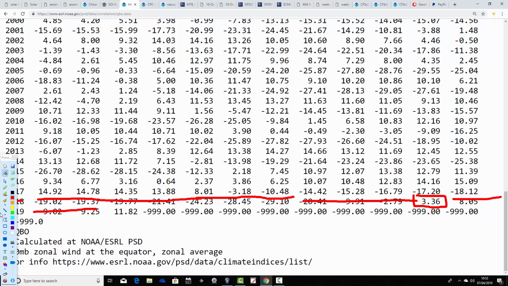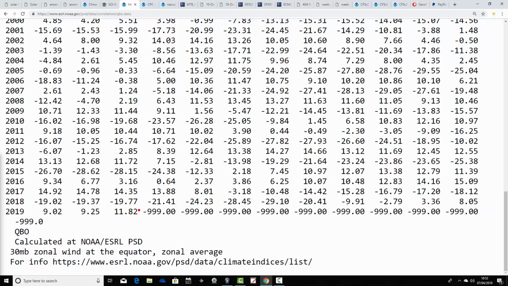The latest number shows that for March, we have seen a strengthening of this westerly QBO, as you would expect, really. So in February, the QBO number comes out at plus 9.25. That's February. For March, we come out at plus 11.82. So the westerly QBO has strengthened during the course of March. And of course, this is going along with an increased zonal flow. So we have had a very strong westerly phase during particularly February and into March as well.